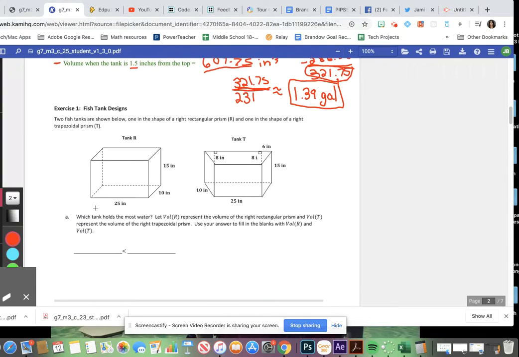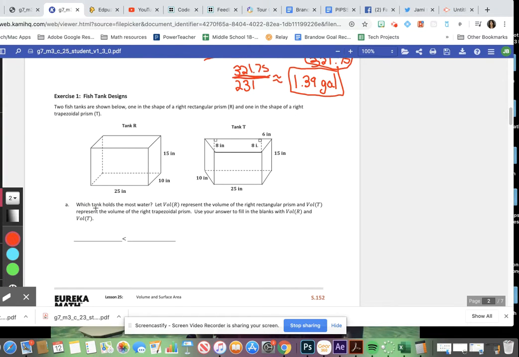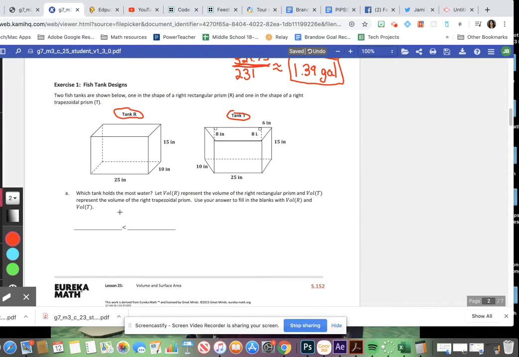All right, exercise 1, fish tank designs. Two fish tanks are shown below. One in the shape of a rectangular prism, that's tank R, and tank T is a trapezoidal prism, because we can see it has a trapezoid as the base, and this one has a rectangle as the base. That's where they get their names. A, which tank holds the most water?